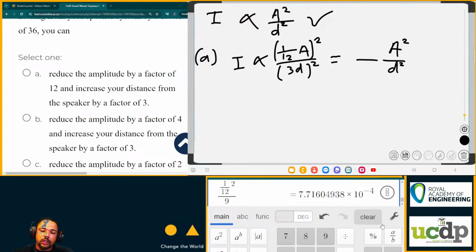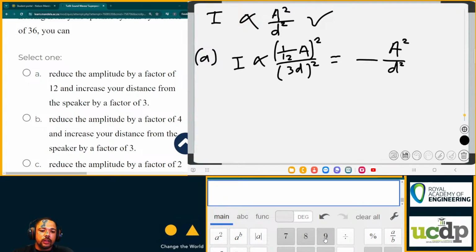They don't give the answer in fraction form. 12 squared is 144, so 9 times 144 is 1296. So it's 1 over 1296. This is how much the intensity is lessened if we reduce the amplitude by a factor of 12 and we increase the distance by a factor of 3.